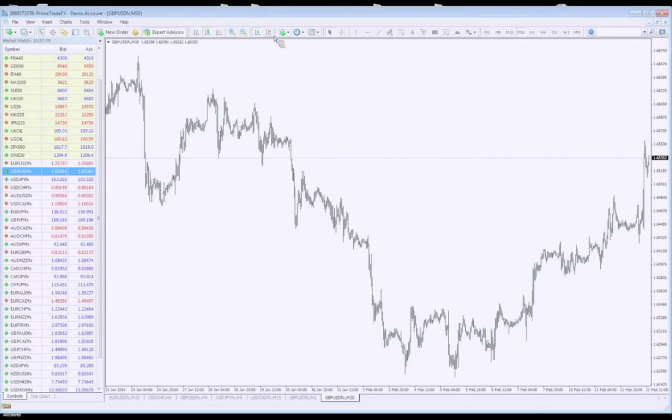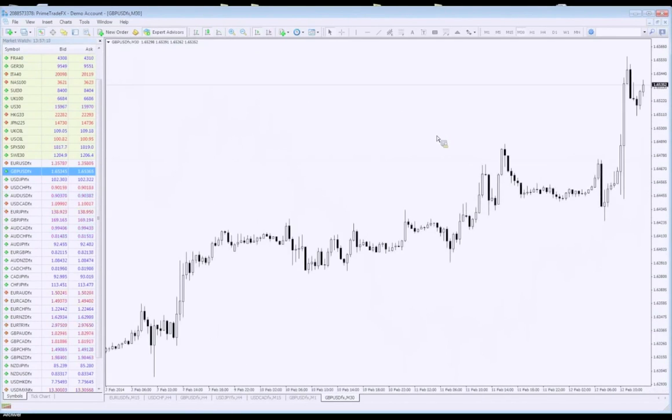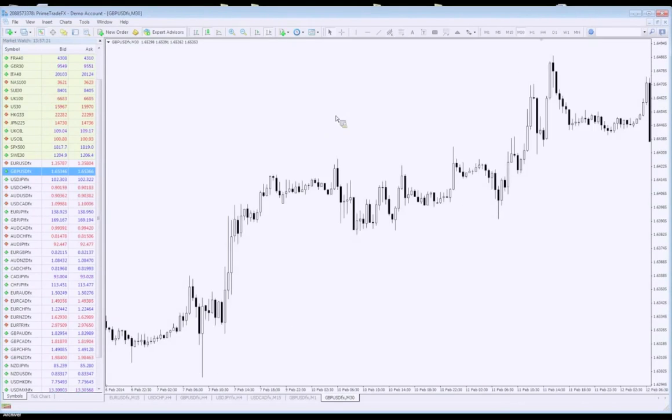Okay. I'm going to try to do a lot more of the lessons in black and white charts because it makes things quite a bit easier to see. Okay. Now, let's just briefly talk about what a bull flag is, what a bear flag is.